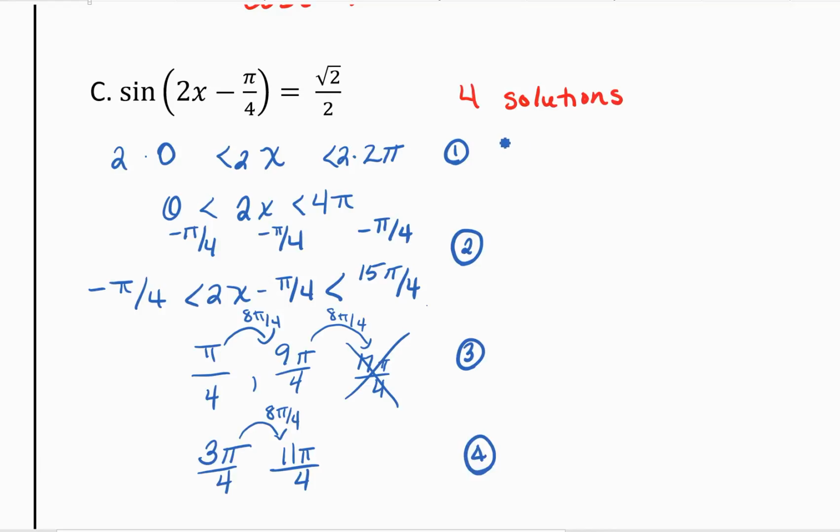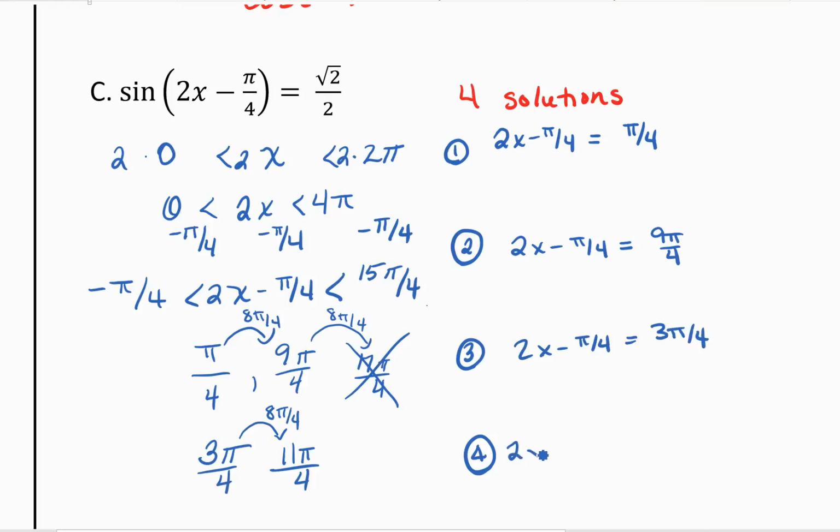So we're going to set up the equation 2x minus pi over 4 equals pi over 4. 2x minus pi over 4 equals 9 pi over 4. 2x minus pi over 4 equals 3 pi over 4. And 2x minus pi over 4 equals 11 pi over 4. To solve each of these, we'll add pi over 4 to both sides.